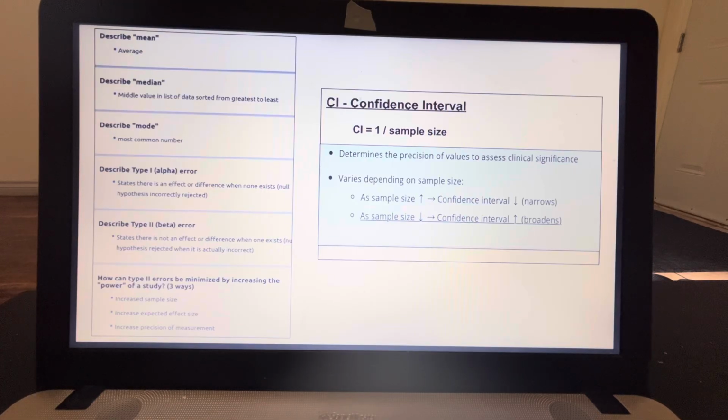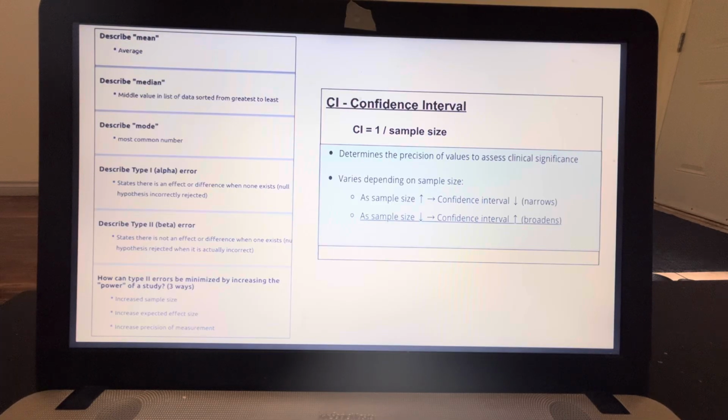We have not rejected it, but there is an effect or difference when one exists. So how can we minimize or decrease the type 2 error, which will increase the power of the study? We can increase the sample size, we can increase the effect size and precision. So remember, P for precision, P for power.